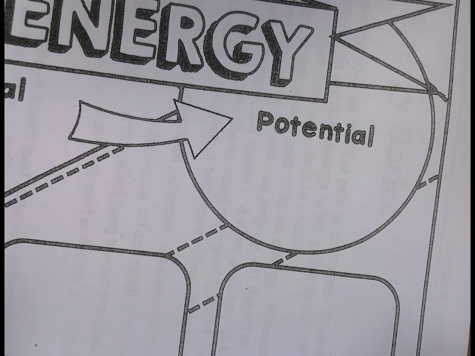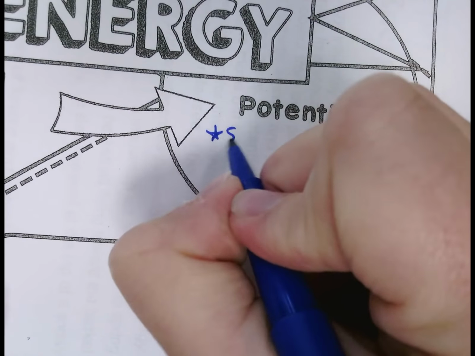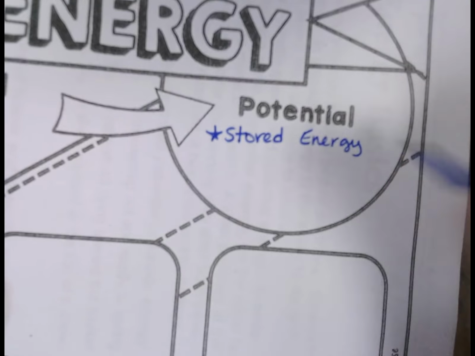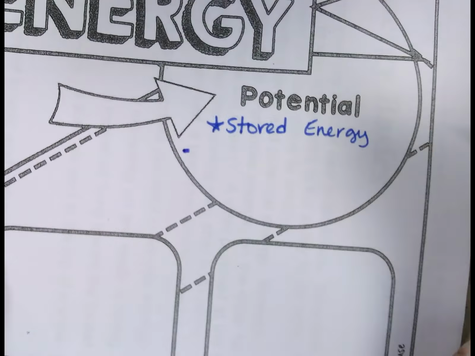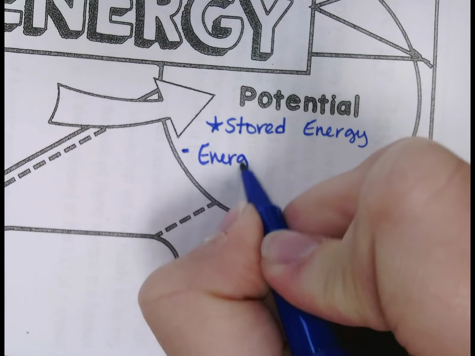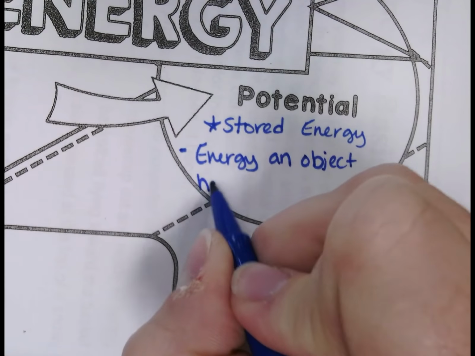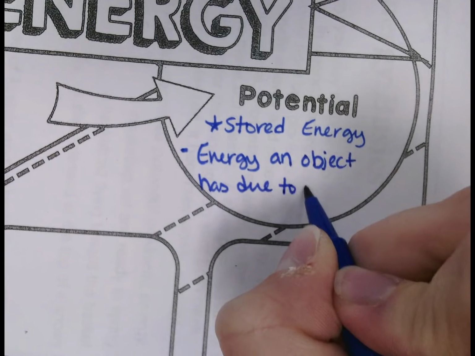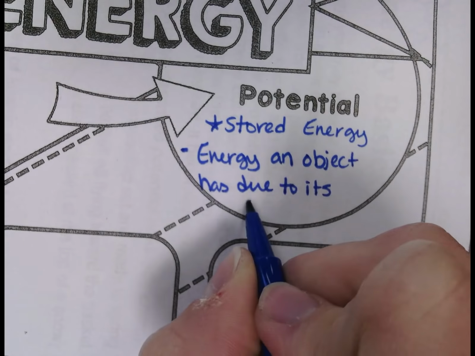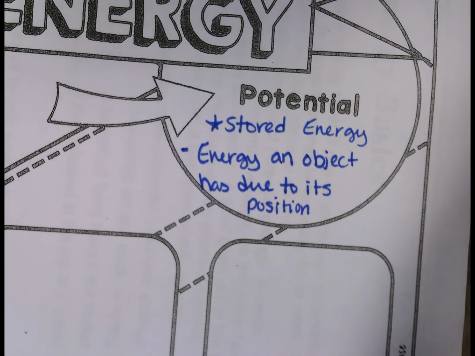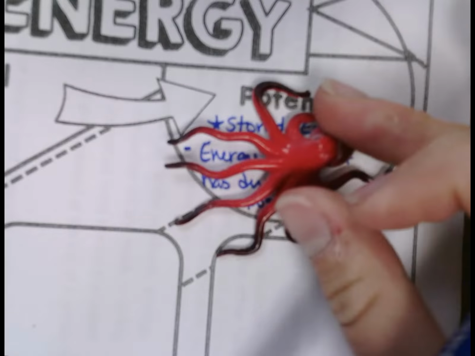So, potential energy. I always just think of this as stored energy. But a more official definition: energy an object has due to its position. So an object could be living or non-living. A rock, even though it's not made of cells, still has potential energy. It has the potential to move.